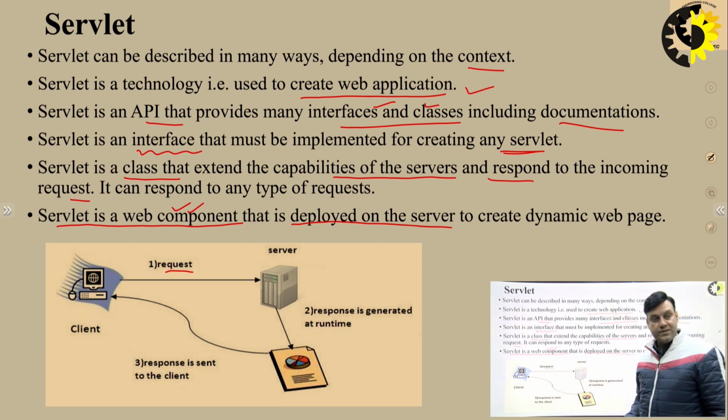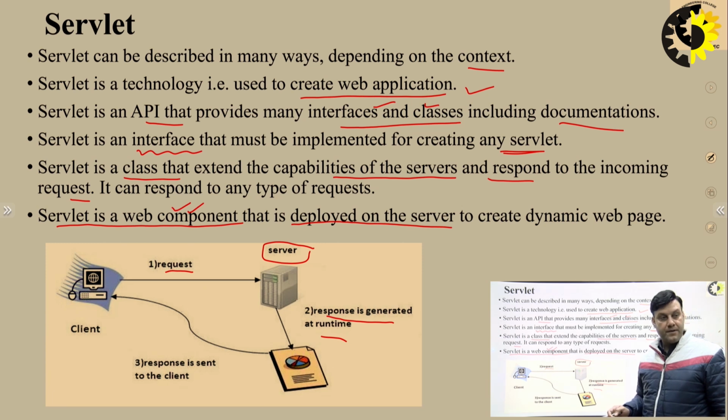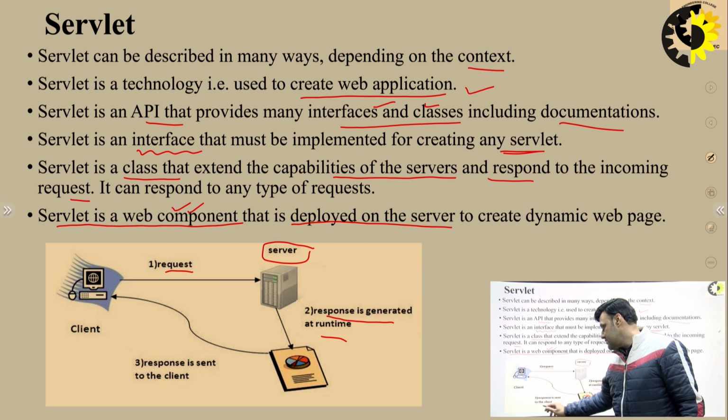Number one, request is sent. To whom is this request sent? Request is sent to a server, right? Then the server will process this request, okay. So what will the server do? The server will give a response. The response is generated at runtime, okay, and that response is received by this client. Response is sent to the client.